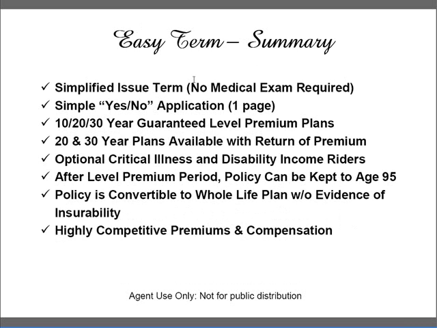In summary, American Amicable's Easy Term is a simplified issue term with no medical exam required. It offers a simple yes or no application and offers a 10, 20, or 30-year guaranteed level premium plan. The 20 and the 30-year plans are available with return of premium. The optional critical illness and disability income riders. After the level premium period, the policy can be kept to age 95. The policy is convertible to a whole life plan without evidence of insurability. It is also highly competitive with the premiums and the compensation.